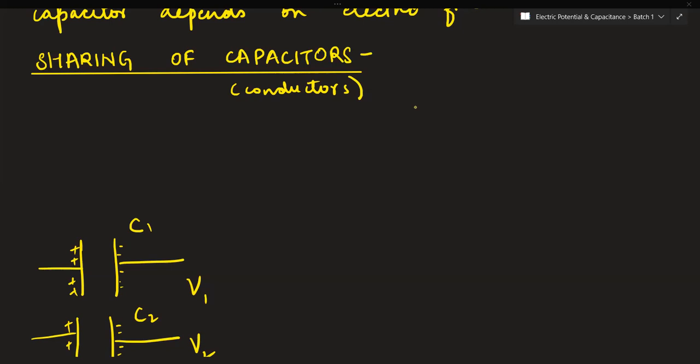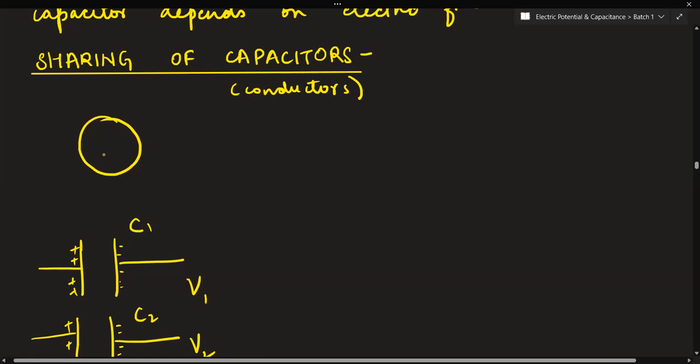Now, sharing of capacitors basically means capacitors or conductors. It is valid for both of them. Like if I take one conductor, this is one conductor and this is another conductor. You have to remember a few points. Let's say this is conductor 1, this is conductor 2. Sharing of capacitors or conductors means you are connecting them. Both are initially at different potentials. Now you have connected both the capacitors or both the conductors together.